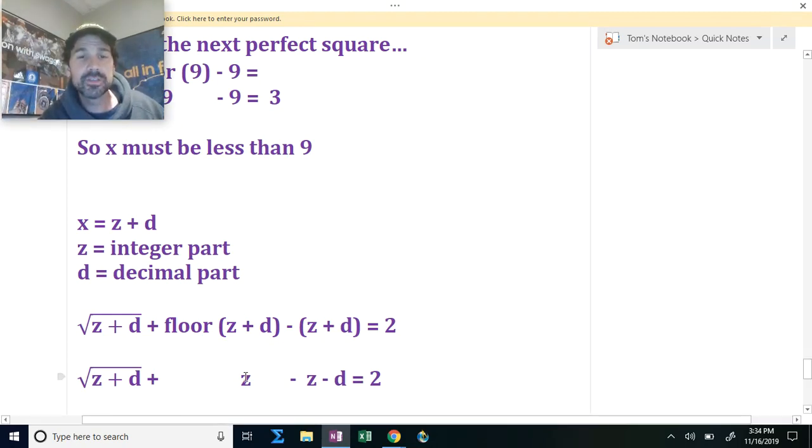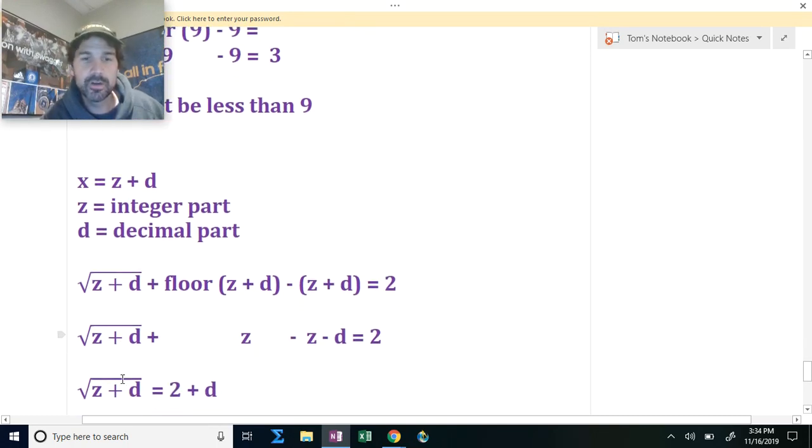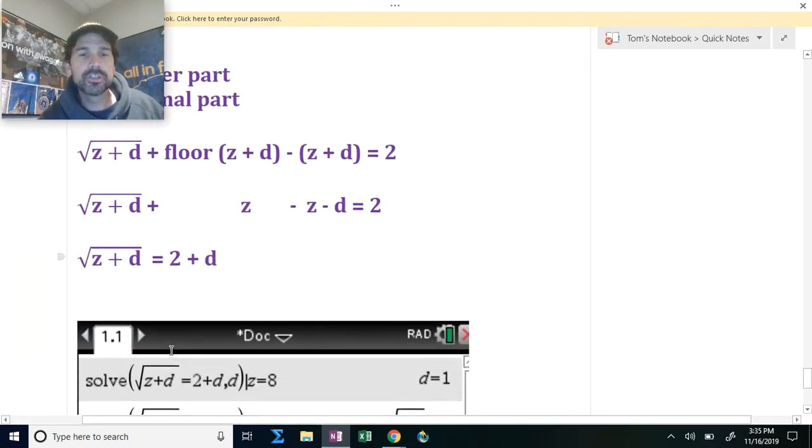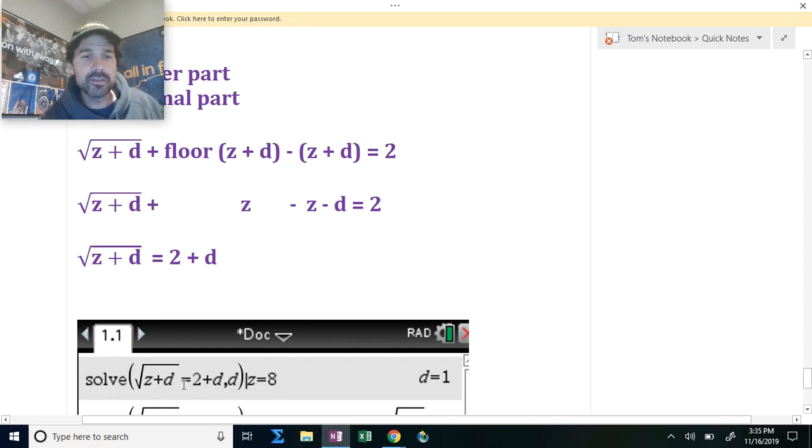It takes away the decimal part. And so we have z, and then I distribute the negative over here, so you'll see how it's minus z minus d. And we still have the square root of x, which is z plus d over here. And then this cleans up nicely. The z's cancel, bring the d over to the other side, so you have this. Now, you don't have to use a calculator. You could just square this thing, but then you end up having to use the quadratic formula. What you could just do, though, is let the calculator solve this. So I'm going to plug in the square root of z plus d equals 2 plus d comma d.